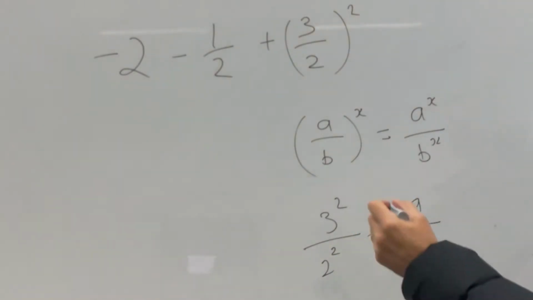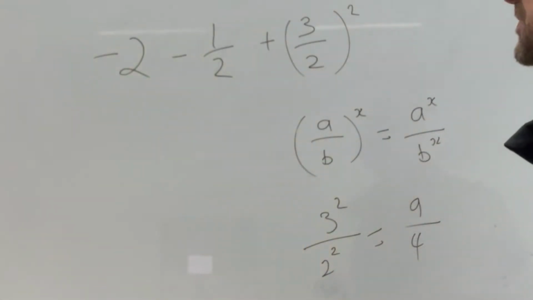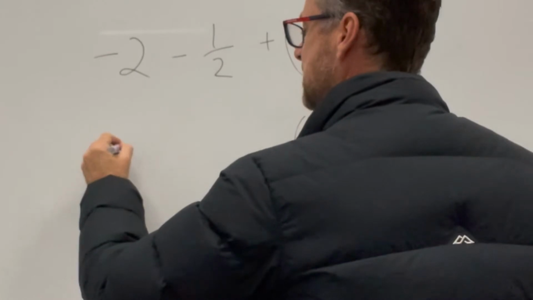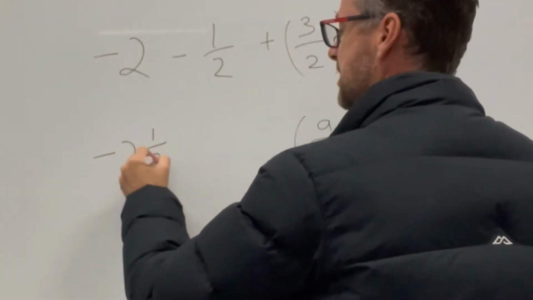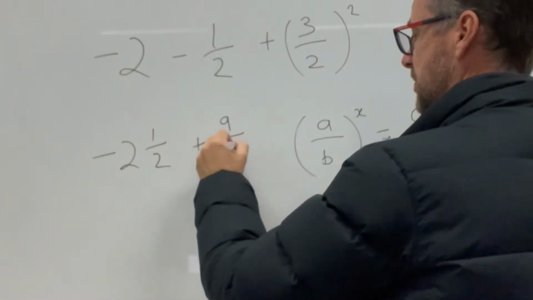So we've got now -2 take away a half. So that becomes -2 and a half. And we've got to add on to that 9 over 4.